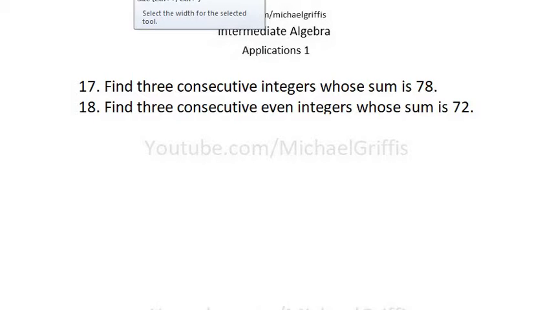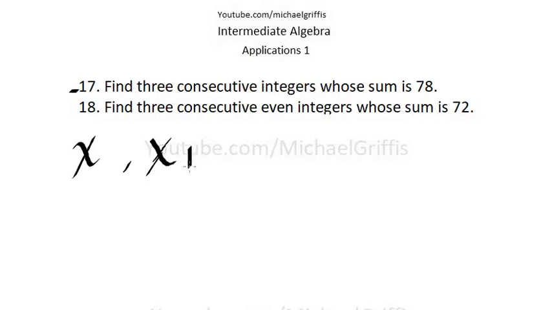All right, let's let x be in number 17 here. We'll let x be that first integer. So the next integer would be x plus 1, and then the next integer would be x plus 2. So that would give us three consecutive integers.